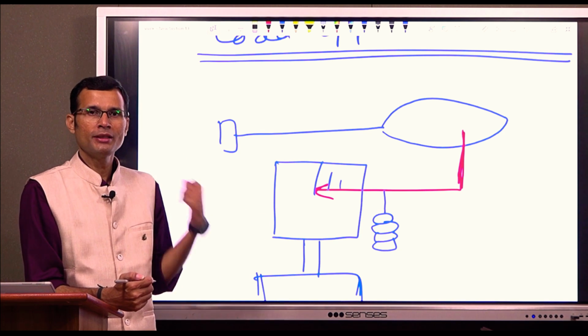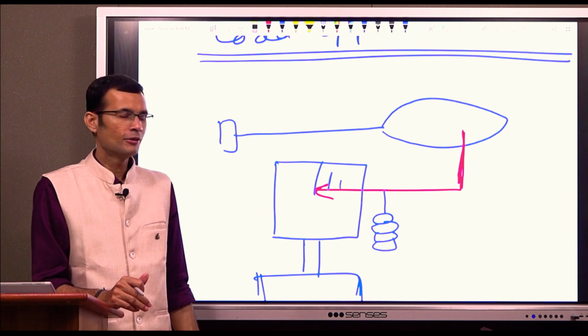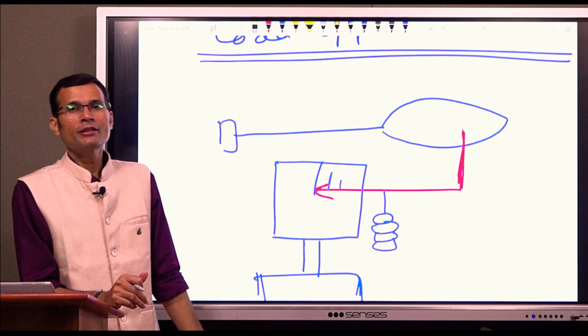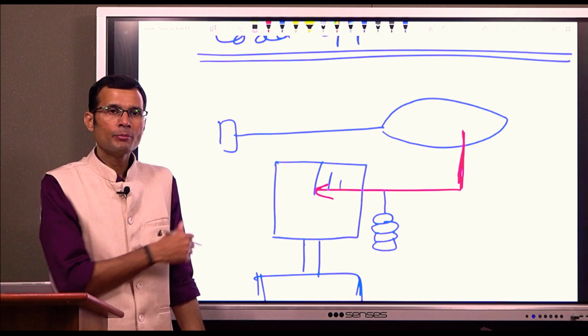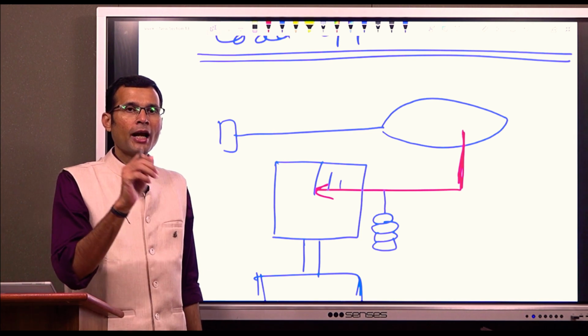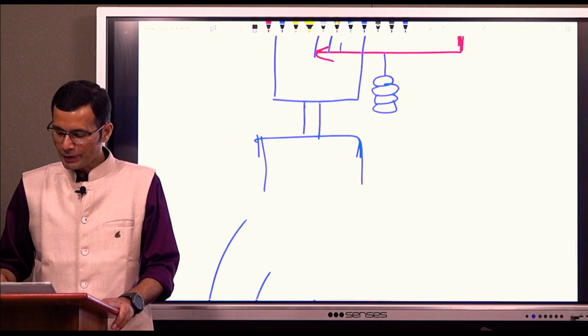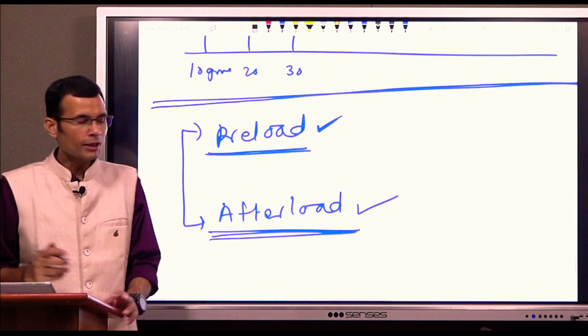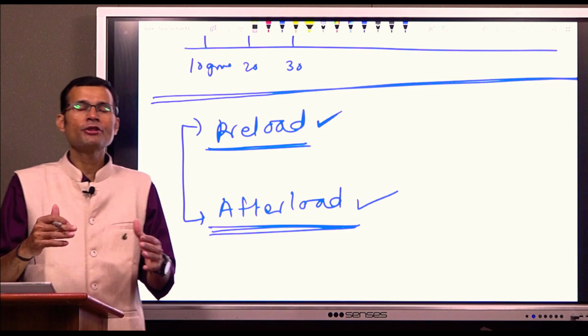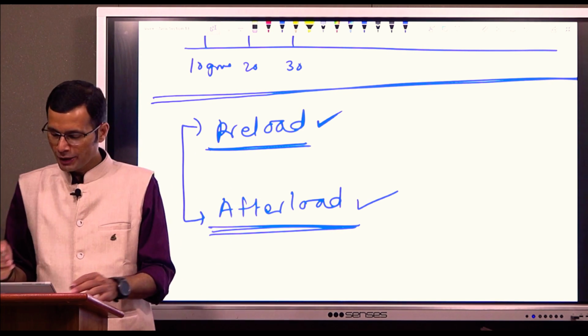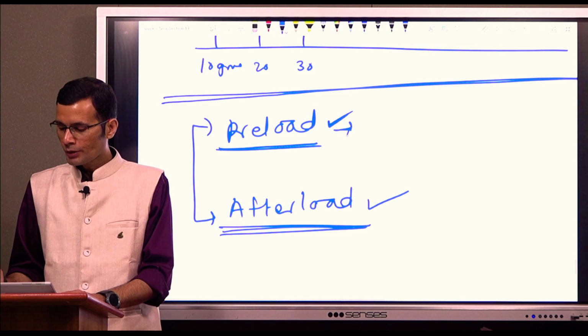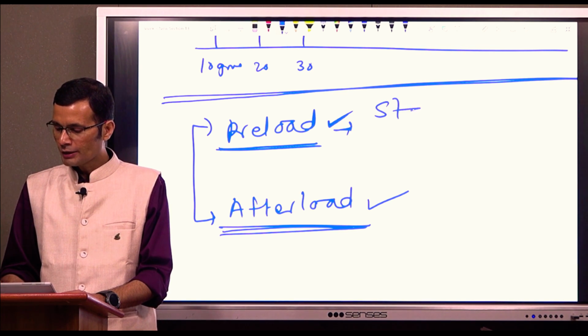Biceps contraction will be this. You have not done that. Just lifted the load from the ground and standing. Biceps got stretched in its resting state. That means this will be preload. Now, preload is beneficial up to a certain extent. Why? Because preload applies the Starling's law.